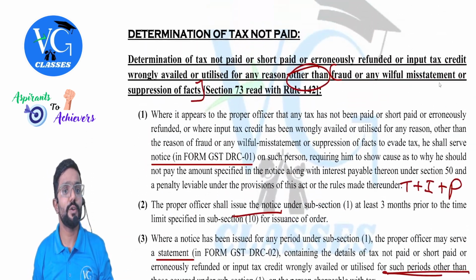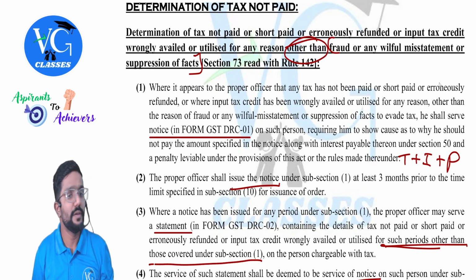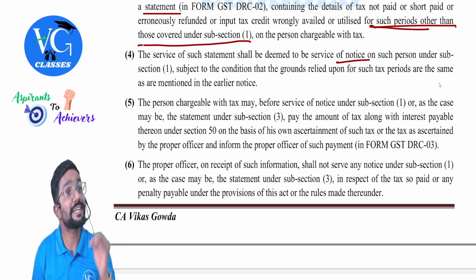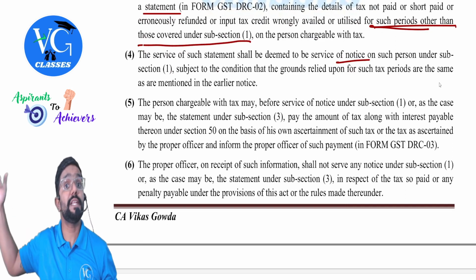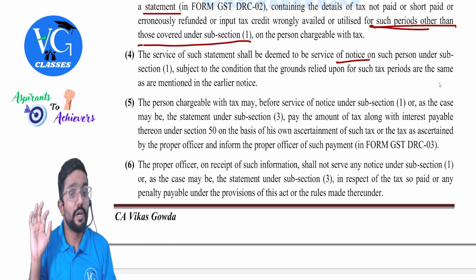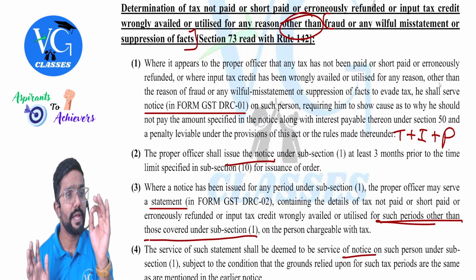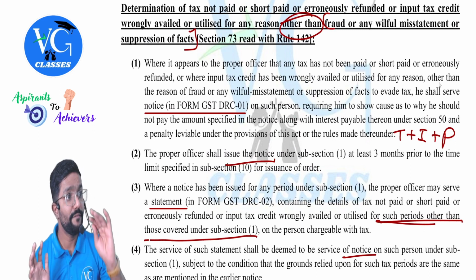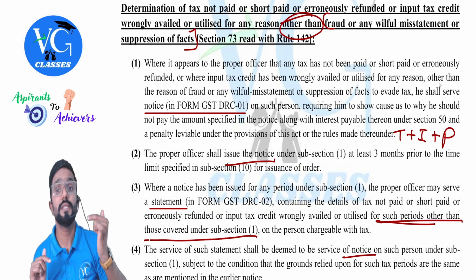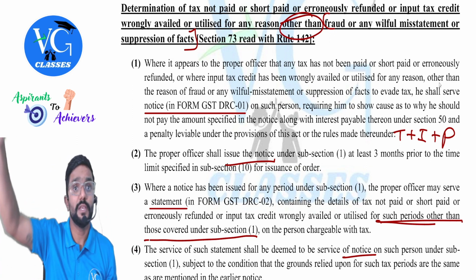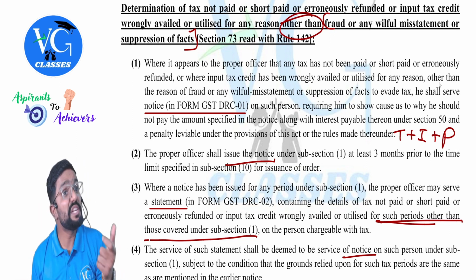For example, sir, notice was given for tax not paid. So even the statement should be for what? Tax not paid. Sir, can the statement be for excess ITC claimed? No, not possible. Ground should be the same, but period should be different. I repeat, ground should be the same. On what grounds is the notice issued? The statement also should be issued on the same ground. Same ground means playground? No. Ground in the sense of reason.